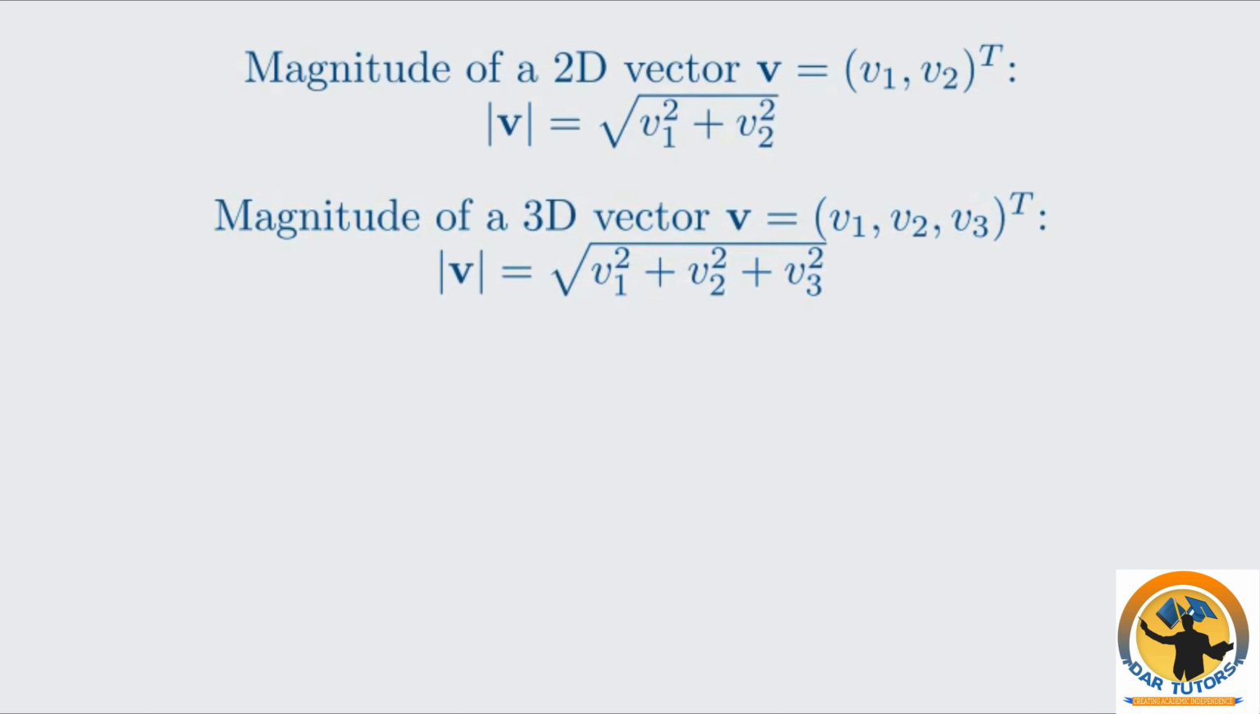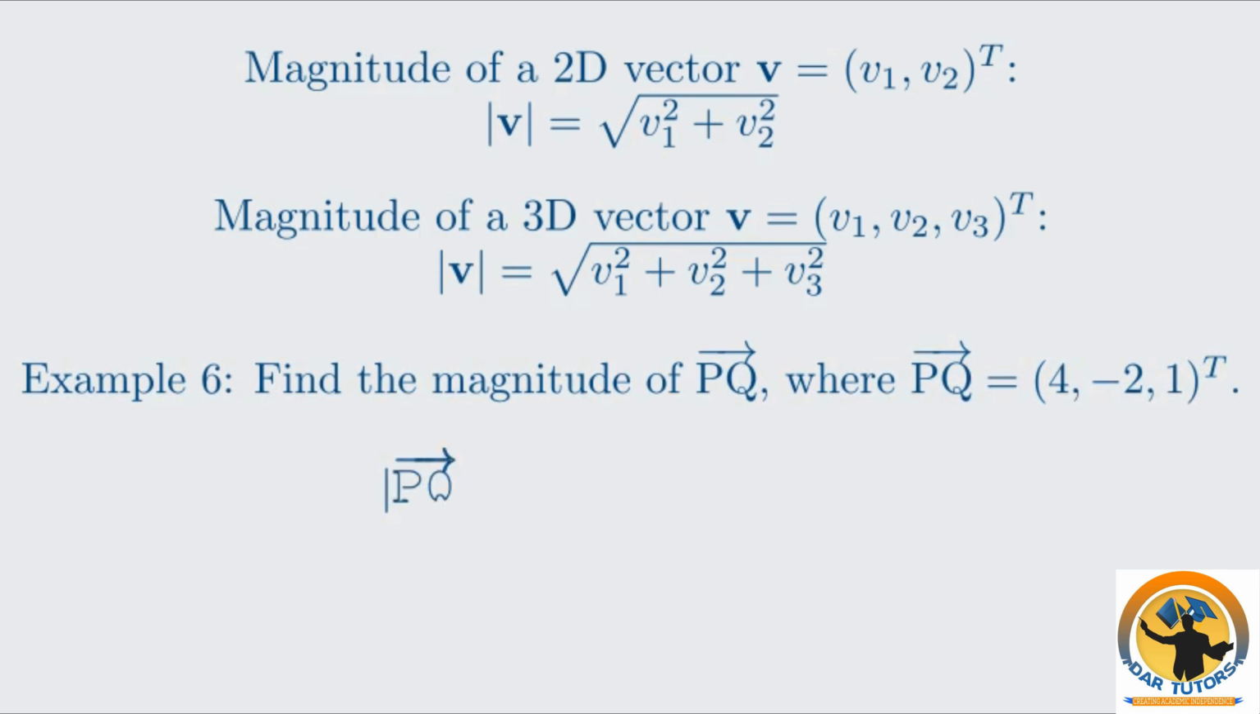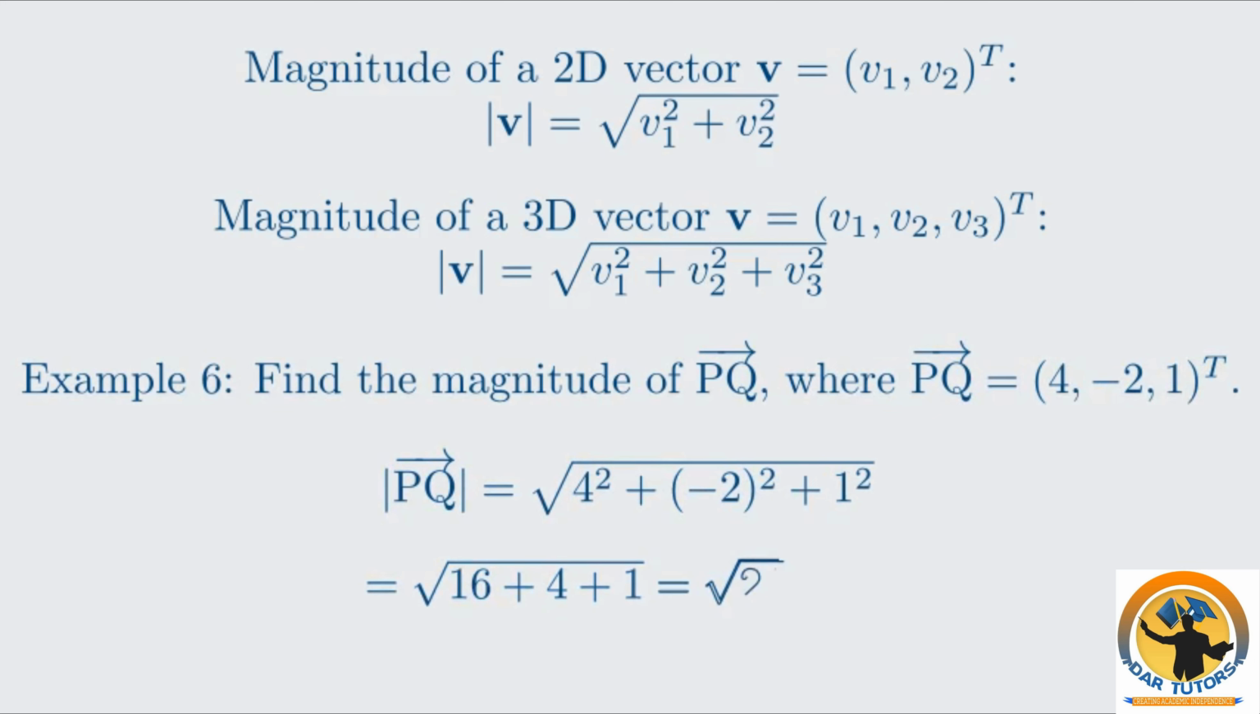Let's find the magnitude of the vector PQ we just calculated. We found that PQ is the vector (4, -2, 1). The magnitude of PQ is the square root of 4 squared plus negative 2 squared plus 1 squared. This is the square root of 16 plus 4 plus 1, which equals the square root of 21. So the distance between points P and Q is the square root of 21 units.